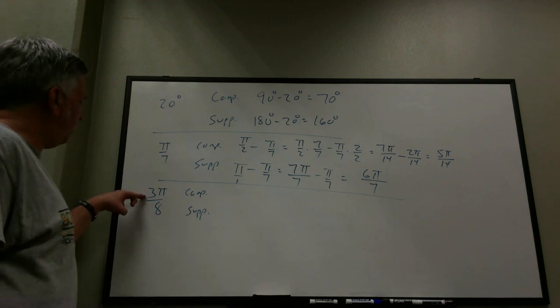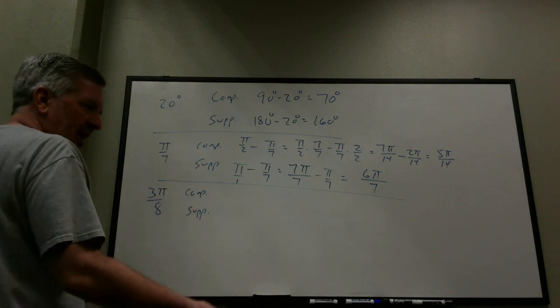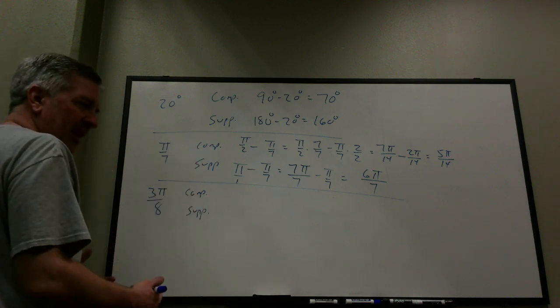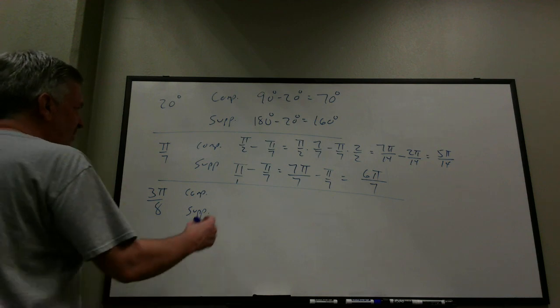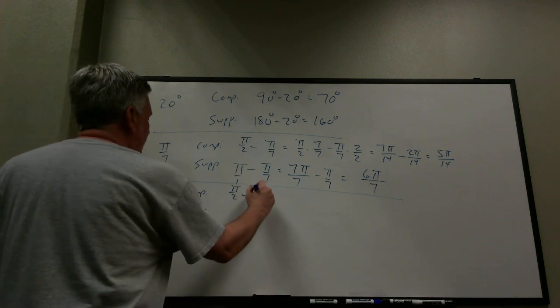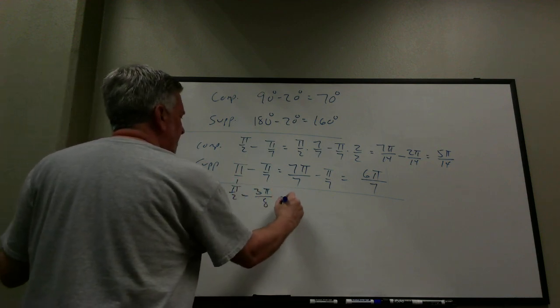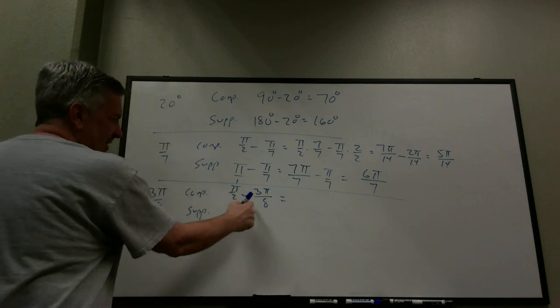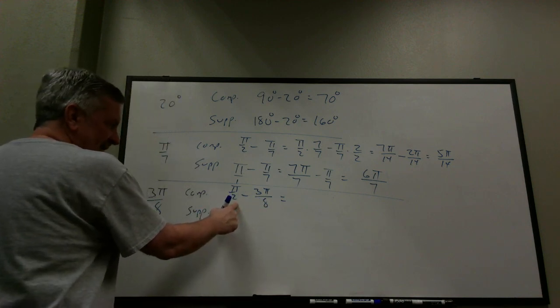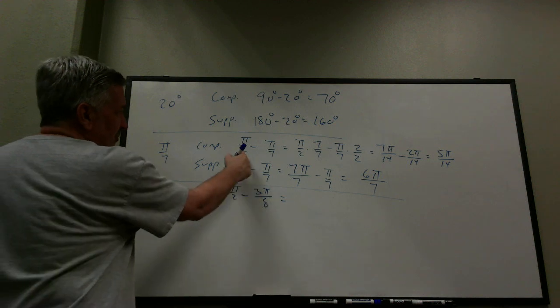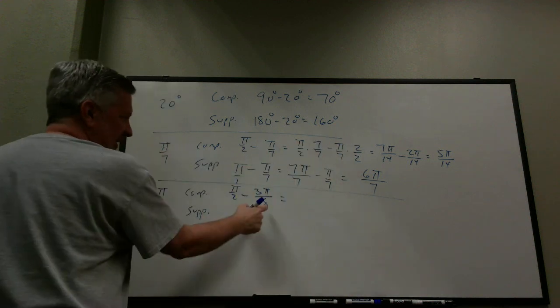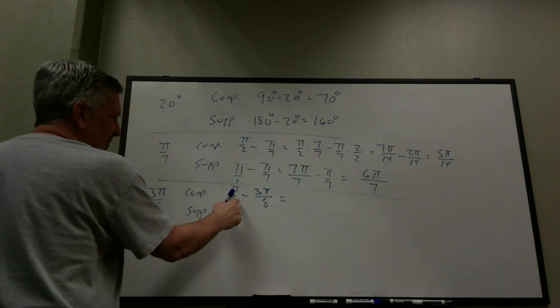Okay, so for the complement of 3 pi over 8, two angles are complementary in radian measure if they sum to pi over 2. So if one of them is 3 pi over 8, the other one is pi over 2 minus 3 pi over 8. We need a common denominator. The least common multiple of 2 and 8 is 8, which is nice. Notice on the previous one we had to change both fractions to the 14. This one already has an 8, so we don't have to do anything with it.